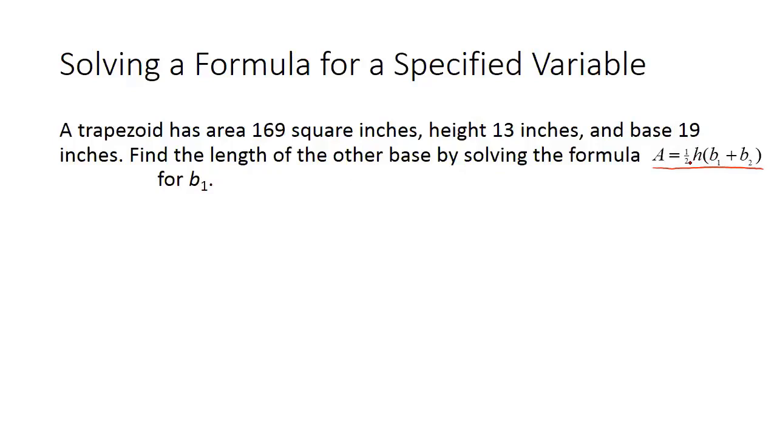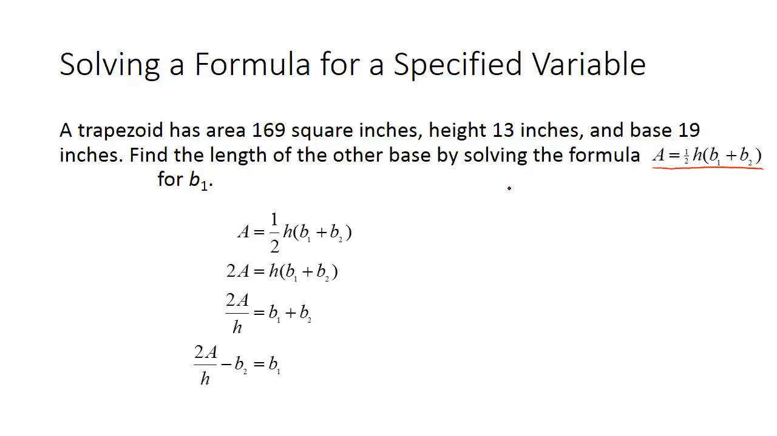Basically, when you have a formula in terms of multiple variables, you treat the other variables as if they were constants, as though they were numbers. So in this case, you have A is equal to 1/2 h (b1 plus b2). Since you have a fraction here, I can multiply both sides by 2 to eliminate the fraction. If I multiply this side by 2 and this side by 2, you see I get 2A is equal to h times (b1 plus b2).